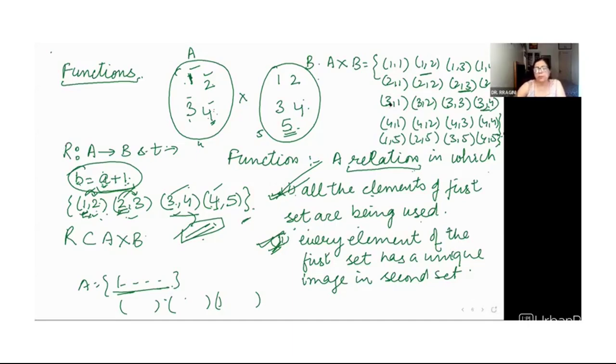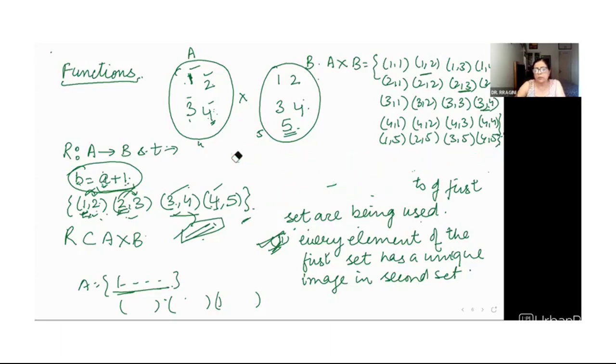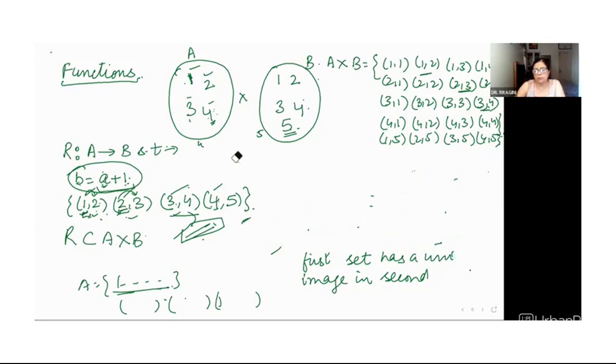Now, what is the next topic? Since this is a function, I'm erasing things from here to explain to you what is the domain of a function. Domain of a function, right?